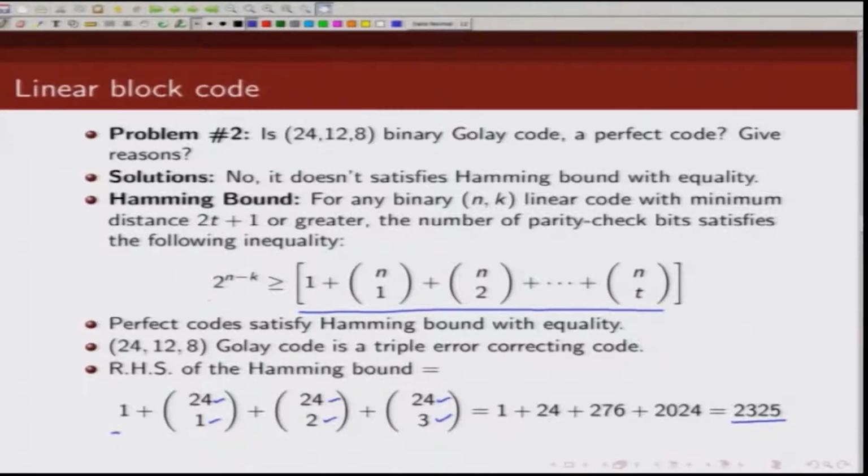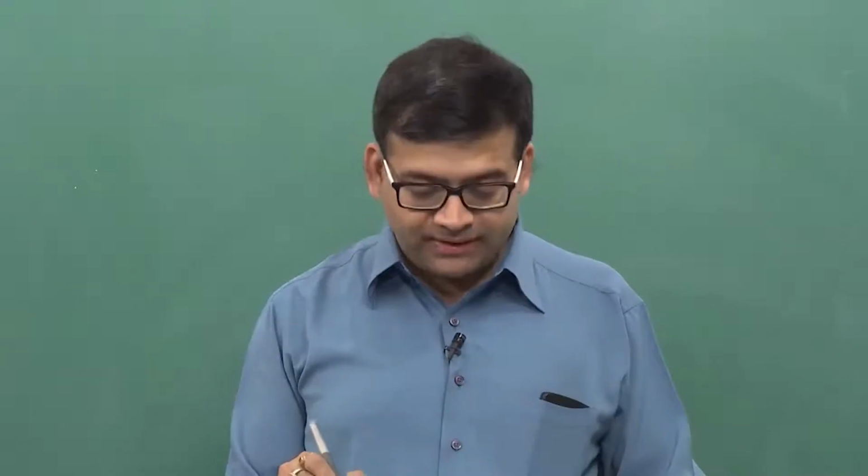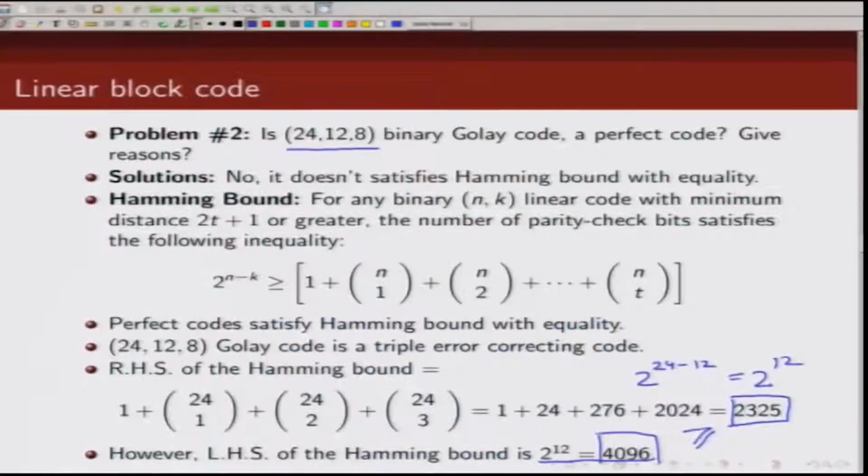Now, let us look at the left hand side. This is 2 raised to the power n minus k. So, n is 24, k is 12. So, this will be 2 raised to the power 12, and this is equal to 4096. Now, note the left hand side is greater than the right hand side. Left hand side is 4096, right hand side is 2325. So, this particular code does not satisfy the Hamming bound with equality, and hence it is not a perfect code.